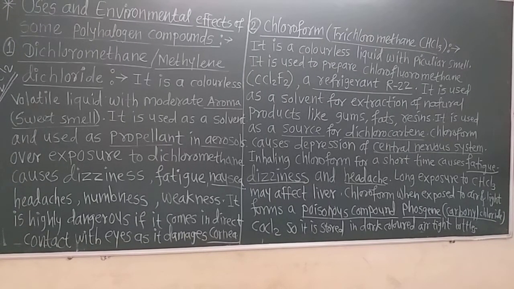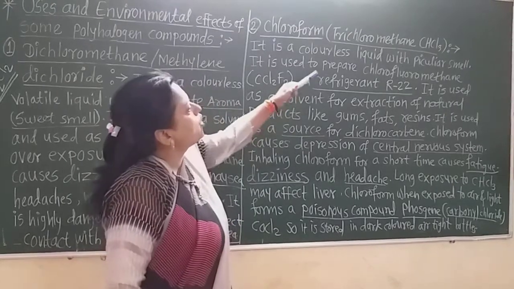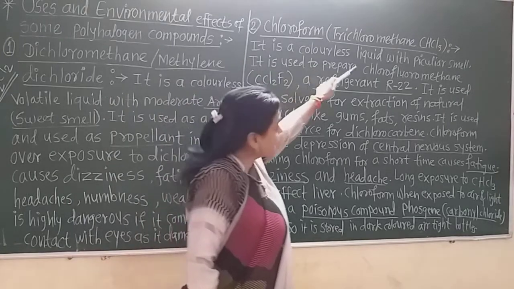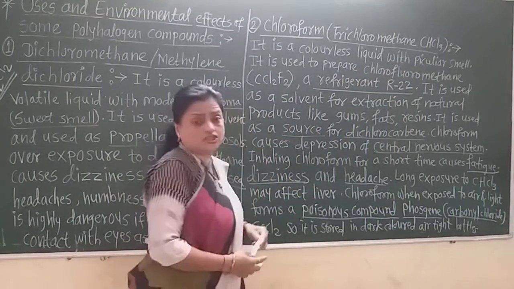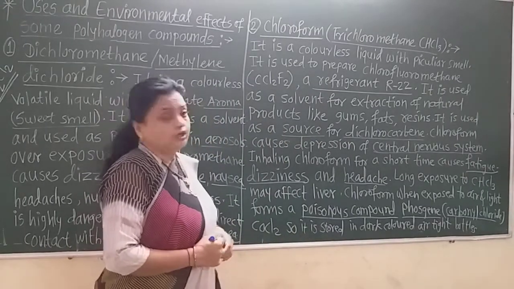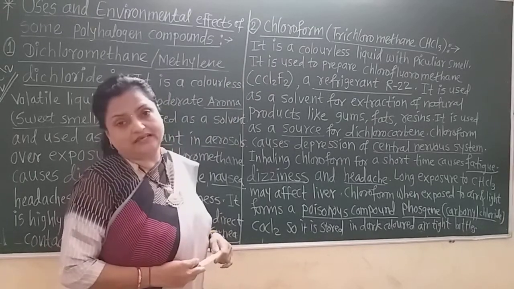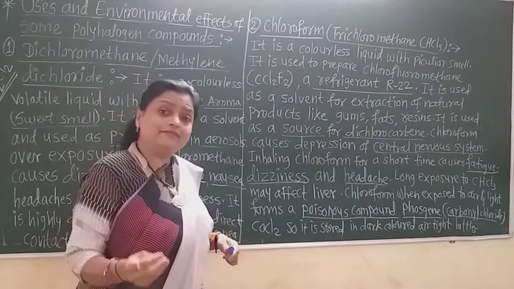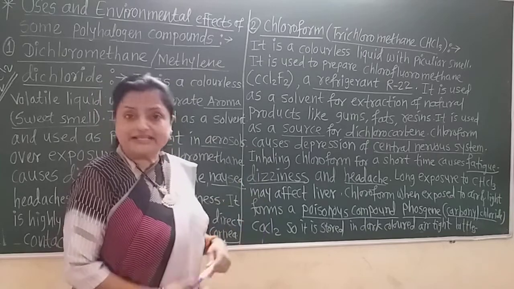Now next, the second polyhalogen derivative is chloroform, that is trichloromethane, CHCl3. That is the formula of chloroform. It is a colorless liquid with a peculiar smell. On inhaling the smell, we can identify or detect chloroform. So it has a peculiar smell.